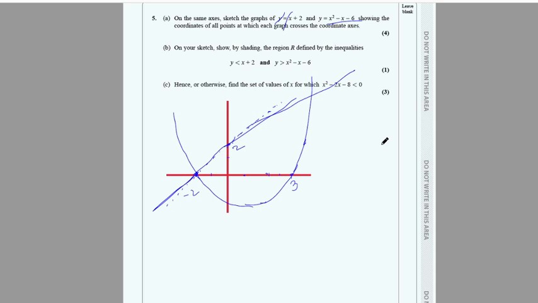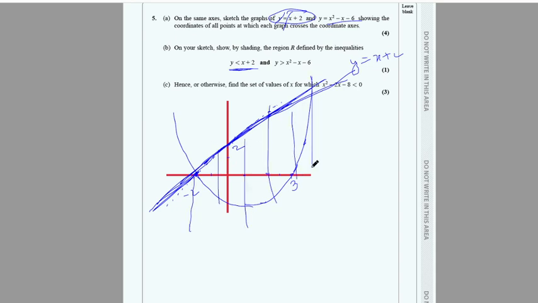So we had to sketch both of them, and then you need to shade this region. As in, less than this line. So this is the line y equals x plus 2, right? So less than means we are talking about below the line, and for this curve it's greater than, so above the curve. So basically this is the shaded region.